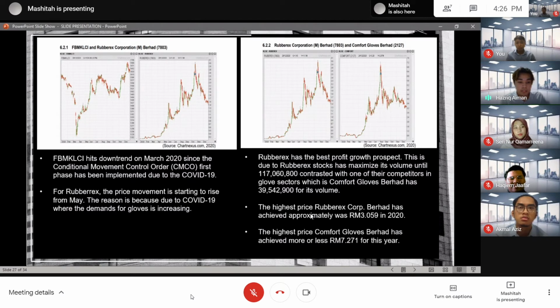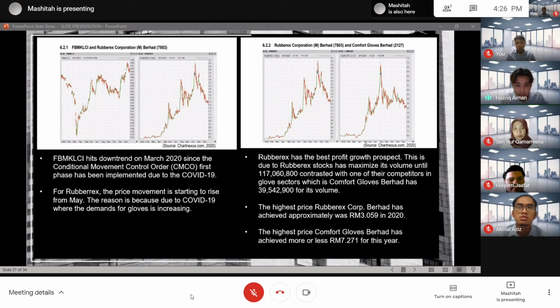And then for Rubberex, the price movement is starting to rise from May. The reason is that due to COVID-19, the demand for gloves is increasing. Therefore, the sales for gloves will also increase, which will increase the stock price in the graph.